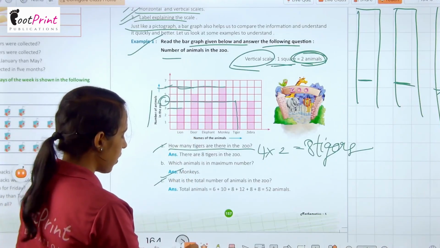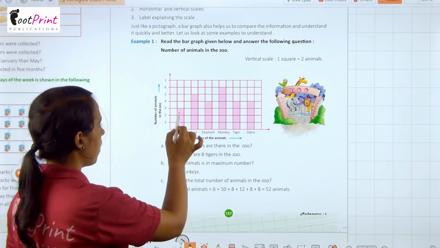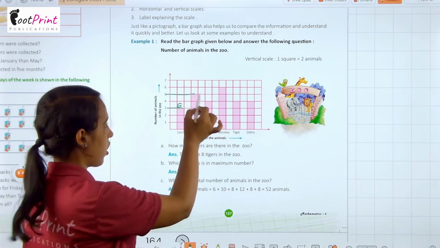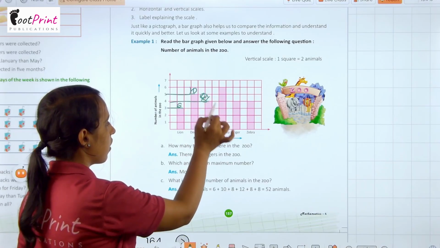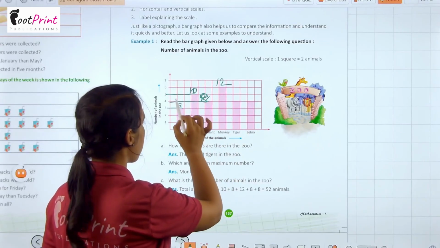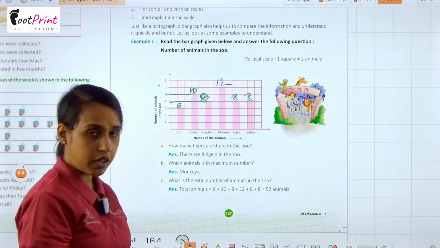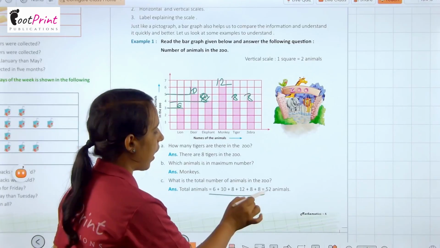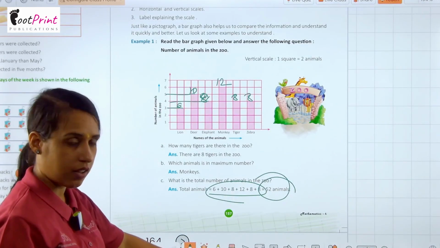So here we will find out the total of all. Lion we have 3, it means 6, and here we have 5, 5 into 2 is 10, and then elephant is 4, 4 into 2 is 8, and then monkey is 6, 6 into 2 is 12, and here tiger 4 into 2 is 8 and zebra 4 into 2 is 8. Okay, so this is our information and we have to find out the total number of animals. So we add that and we get the answer: 52 animals we have in total in the zoo.